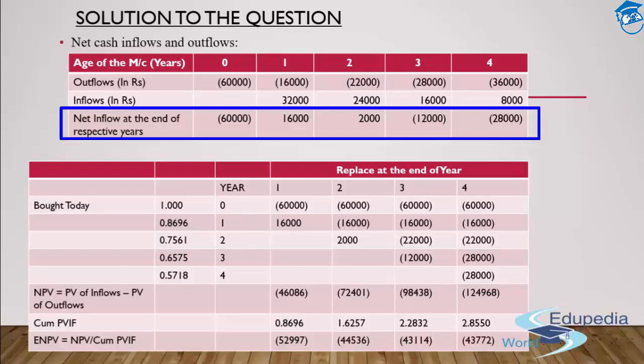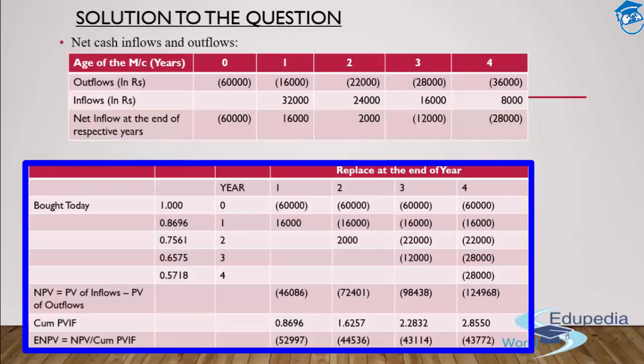Now, we need to consider our decision whether we should replace at the end of year 1, year 2, year 3 or year 4. So let's go ahead with the next table. I have marked out year 0, year 1, year 2, year 3, year 4, and in front of them I have provided the present value factor so that you get a clear idea how my complete table is being made.